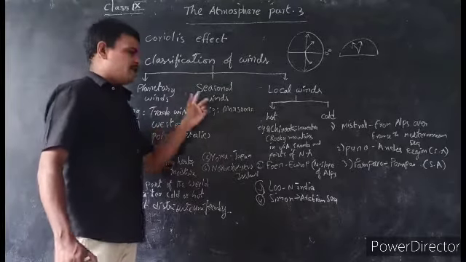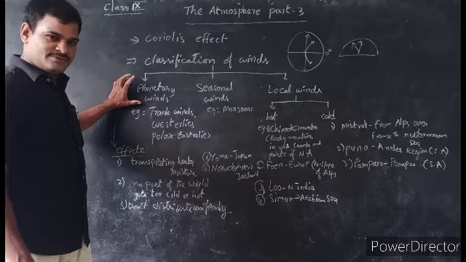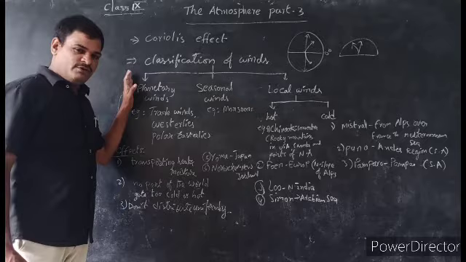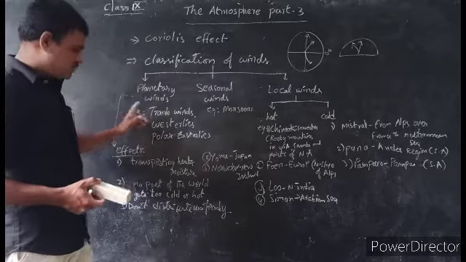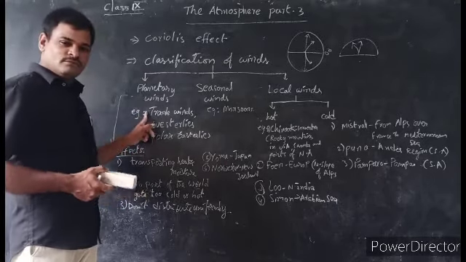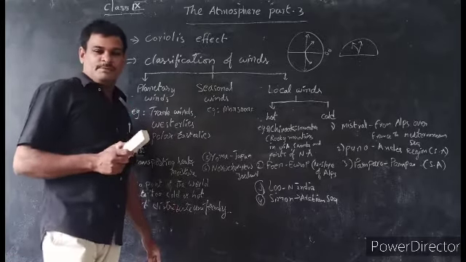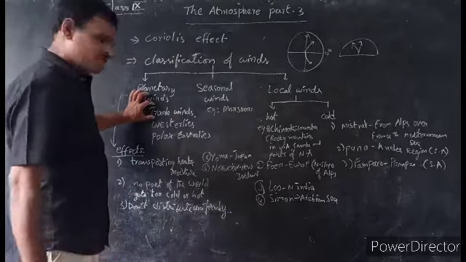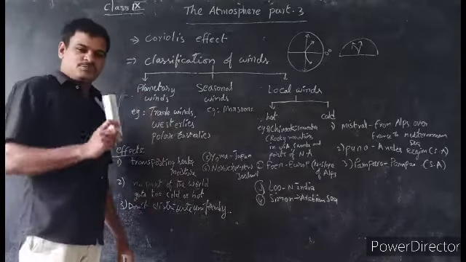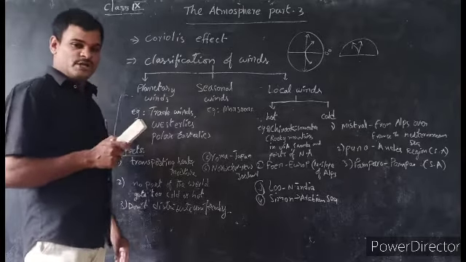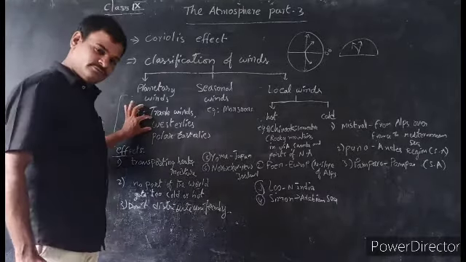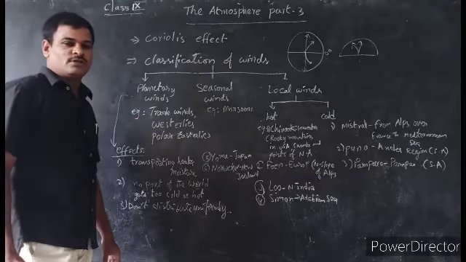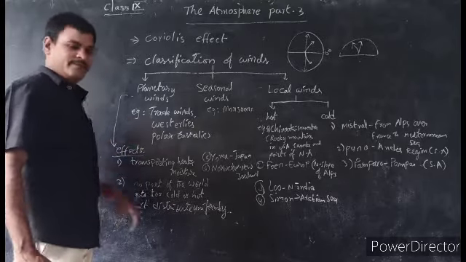Winds are mainly of three types: planetary winds, seasonal winds, and local winds. About planetary winds, in the previous lesson we read that there are three types. Trade winds move from the subtropical high pressure belts to the equatorial low pressure belts on both sides of the earth. Westerlies move from the subtropical high pressure belts to the subpolar low pressure belts. And polar easterlies move from the polar high pressure belts to the subpolar low pressure belts.